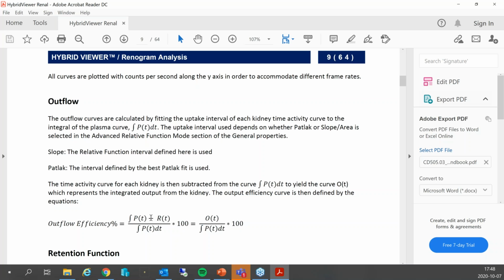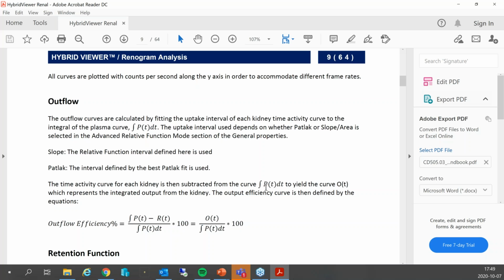And you subtract the kidney function from that, and then you divide it, once again, with the integral of the plasma function. So you form the output curve, more or less, the output function, by subtracting the kidney from the integral of the plasma curve. It's not a very thorough explanation, but perhaps it points you in the right direction.